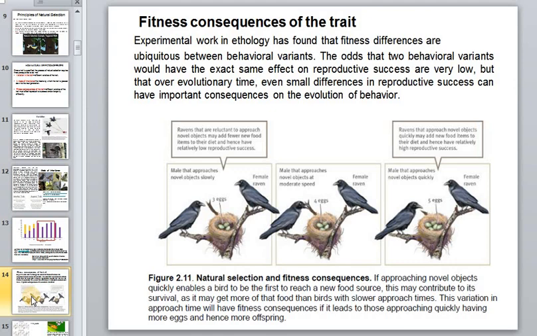And now, fitness consequences for the trait. Different varieties of the trait must affect reproductive success and longevity, and the odds that two behavioral variants would have the exact same effect on reproductive success are very low, less than 1%, but over evolutionary time even small differences in reproductive success can have important consequences on the evolution of the behavior.